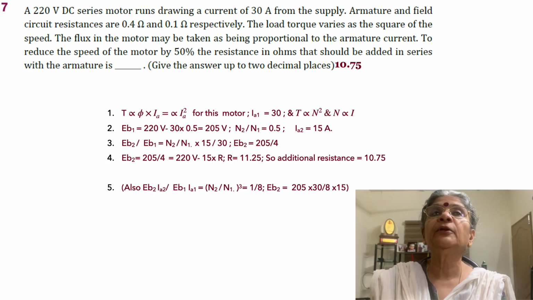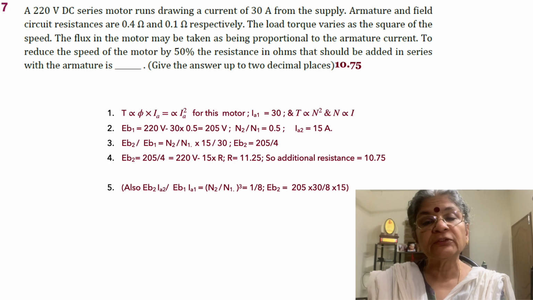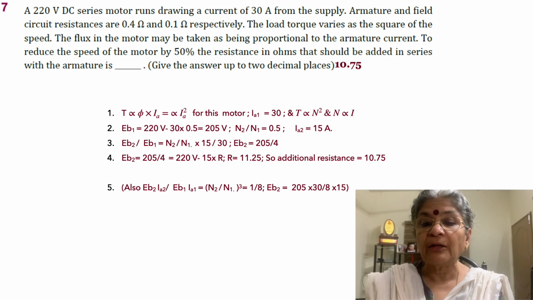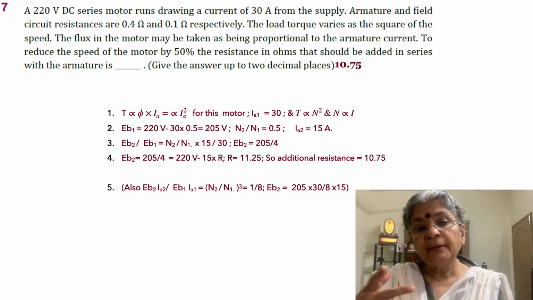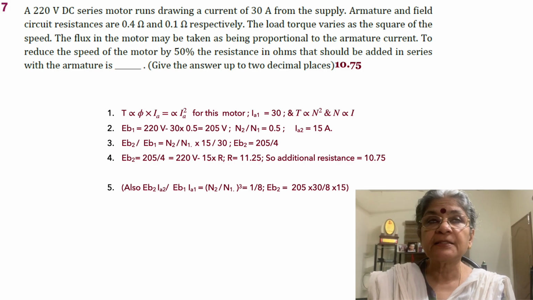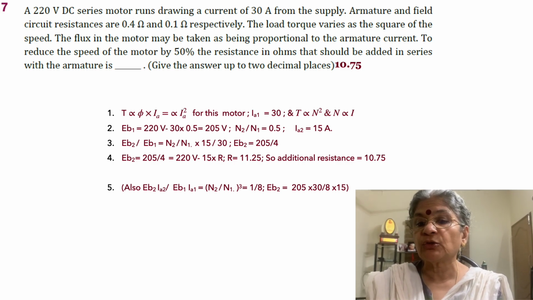Okay. So now EB2, you can say that 205 by 4 is the same as equal to 220 minus 15 into R, because the additional resistance is there. And so you can calculate the value of R as 11.25. Deduct from it 0.5 because they happen to be the armature resistance and the series resistance together. So we get an answer as equal to 10.75. There are other methods also which are just outlined a little below. But I suppose this is enough.